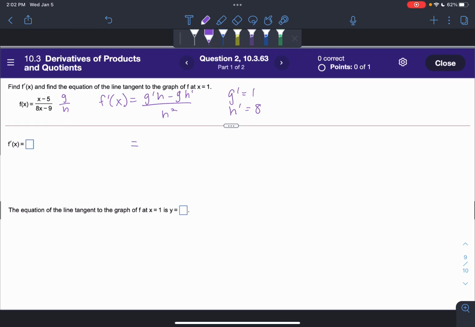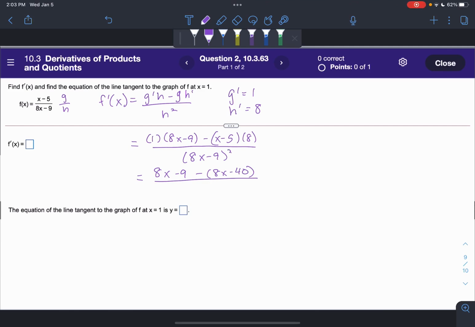So g prime is 1. I called h to be 8x minus 9, minus my g, which I call x minus 5, times h prime, which we found to be 8. And this is all over h squared, so (8x minus 9) squared. Do a little bit of simplifying. And I get 8x minus 40 over (8x minus 9) squared.